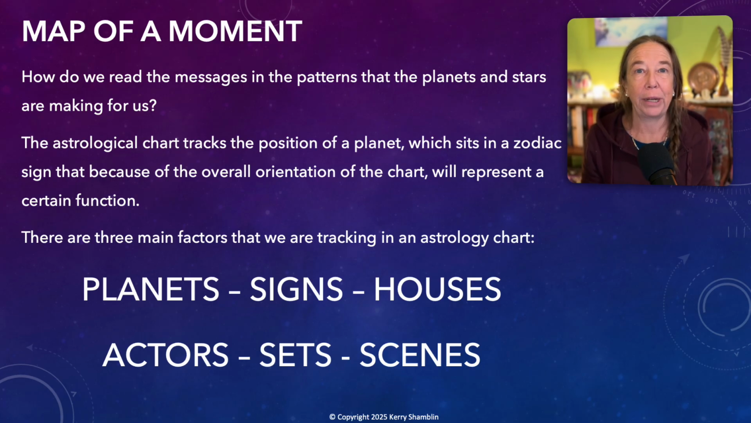To be basic, there are three main factors that we're tracking when we look at one of these astrology charts. We have planets, we have signs, and we have houses. And how that language goes is, I am a planet sitting in a sign in a certain house. Now I've given you an analogy here. Let's think of the planets as actors, and the sign that they're sitting in as the set of the play, and the house, which is the function, as the scene in the play. Maybe it's a love scene. Maybe it's a sad scene.